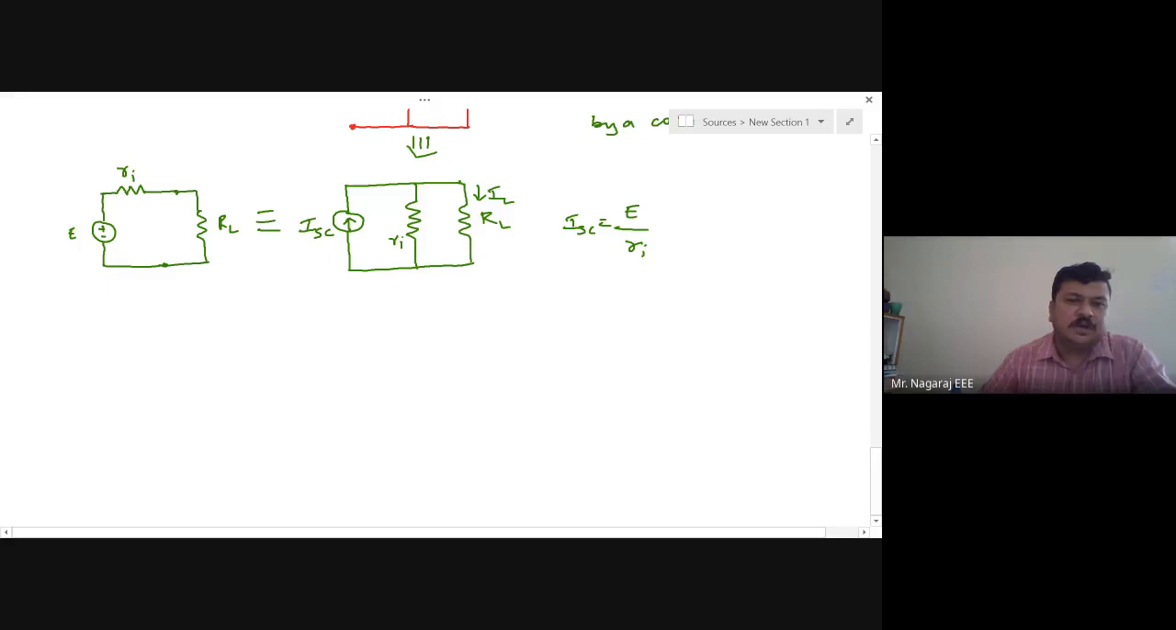So I can convert a voltage source into a current source or a current source into a voltage source. If I know the current source value and the internal resistance parallel to it, I can convert to a voltage source simply by E equals ISC into RI. If I know the current value and internal resistance, I can get the equivalent voltage source. If I know the EMF value and internal resistance, I can get the equivalent current source. So this is source transformation.